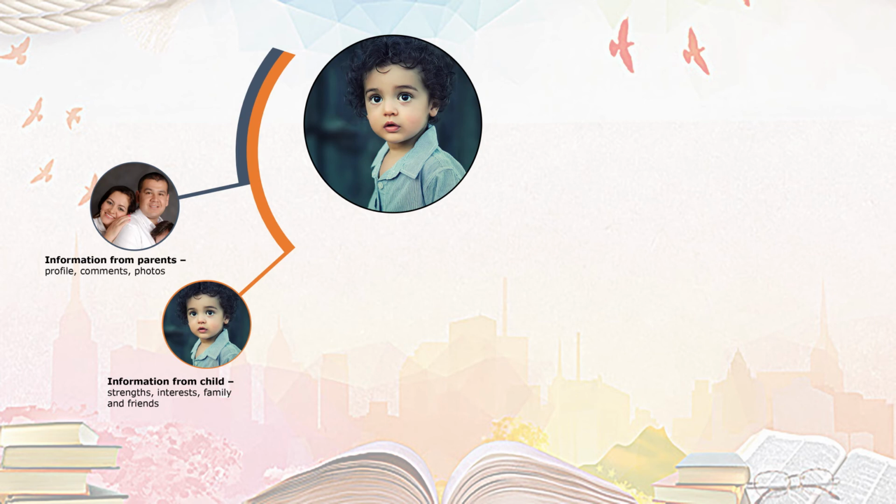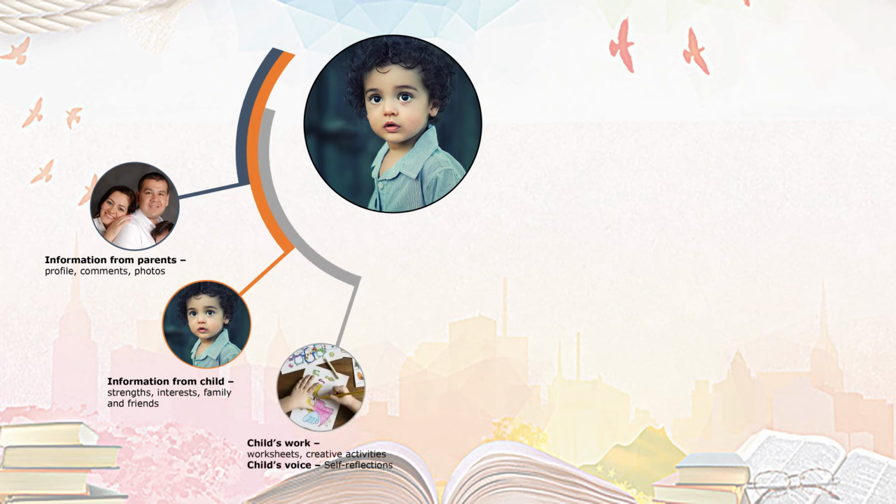Rapport has to be built by the educator so that the child feels free to express his likes, dislikes, strengths, interests, etc. After collecting information from the parents and the child, the educator now has to focus on collecting evidence of the child's activities in the classroom that might include worksheets, creative activities, project reports, etc. Moreover, the child's inner voice has to be included as self-reflections.